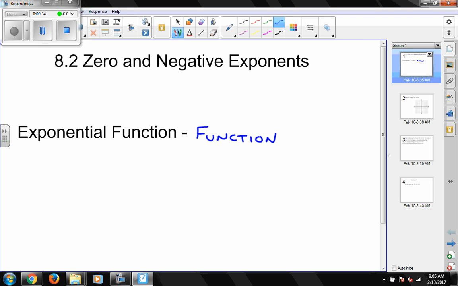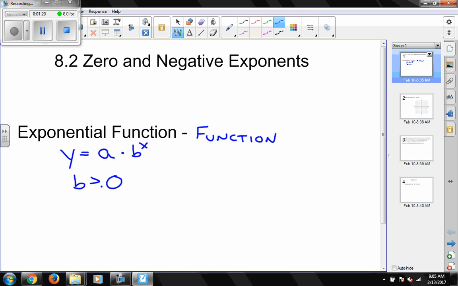And it has the form y is equal to a times b to the x. So it's called an exponential function because we have an exponent as our variable. A couple things about this. We're going to have b greater than 0. Obviously, this would make sense. We're not going to have a negative number raised to an exponent. That'll be taken care of with the a value.